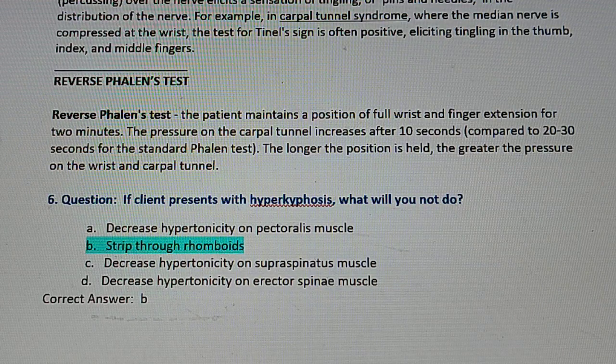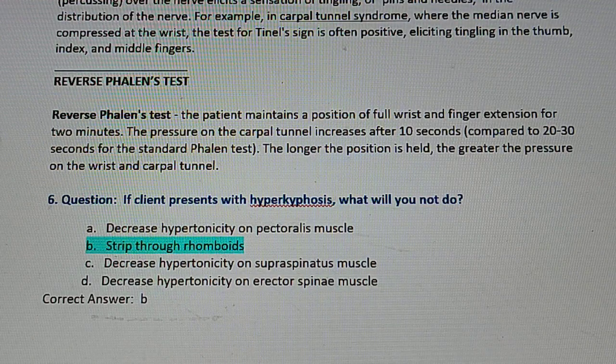Okay, so you do the stripping. It's a Petrissage deep technique on the rhomboids. Letter C, decrease hypertonicity on the supraspinatus muscle. So you should reduce the tightness on the supraspinatus muscle. Supraspinatus muscle is one of the rotator cuff muscles. It's located on the upper portion of the scapula. Okay. Letter D, decrease hypertonicity on the erector spinae muscle.